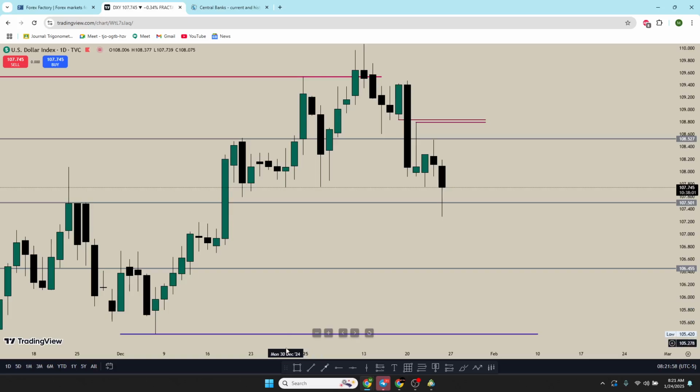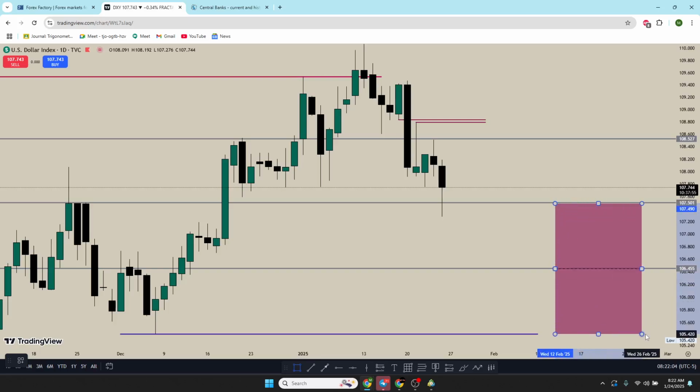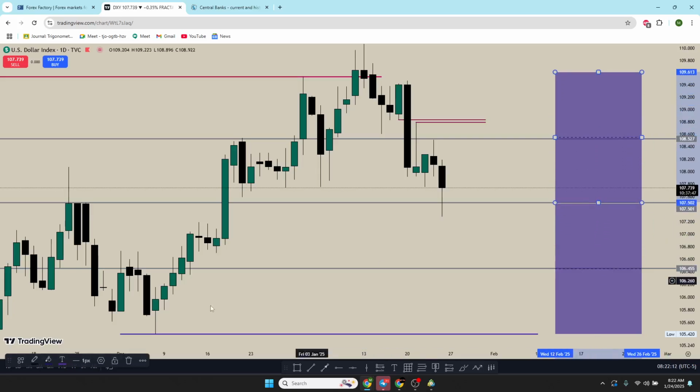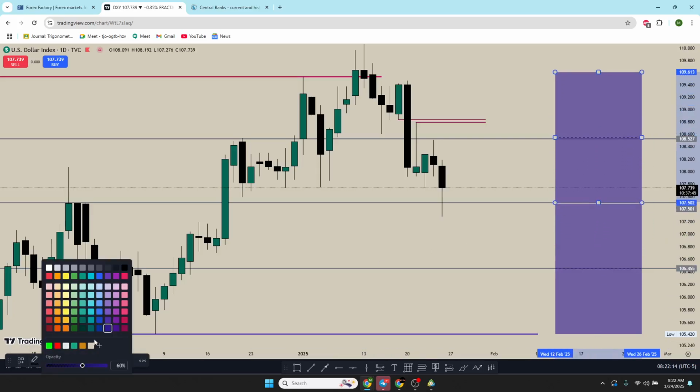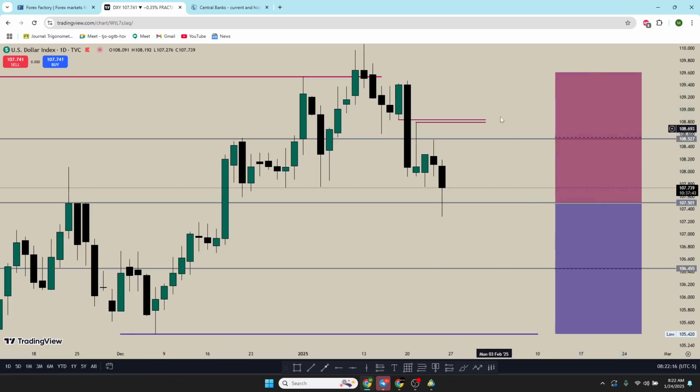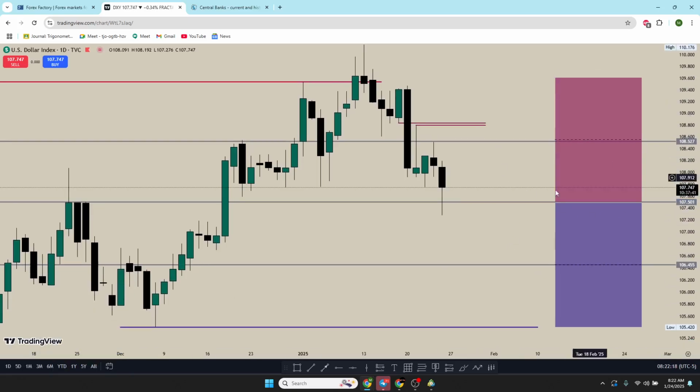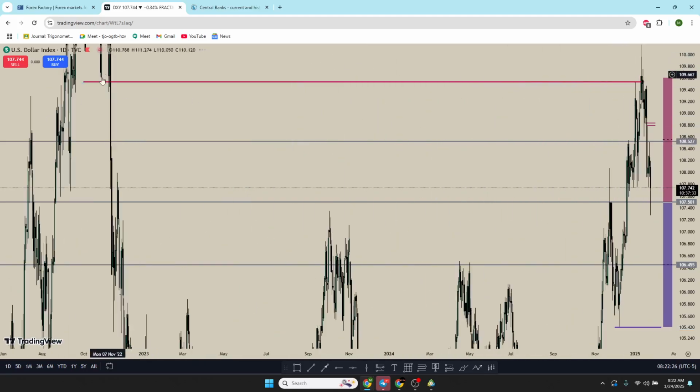So let me just get more context. Below this line is discount. Make this blue. And then above this is premium. Let's make this red. Okay. So this is how I'm looking at the market. We have the old low, sell stops. We have the high that got created inside of that fair value gap.